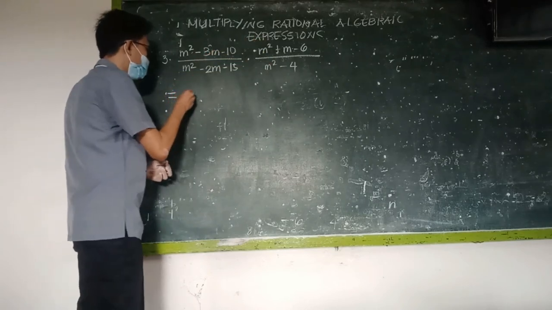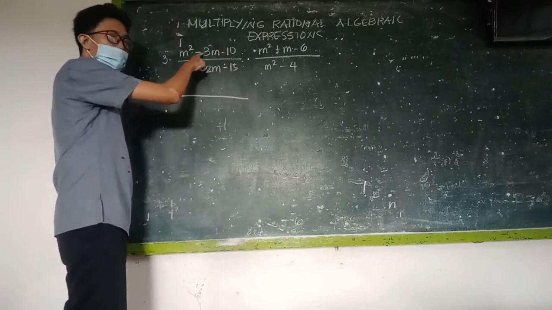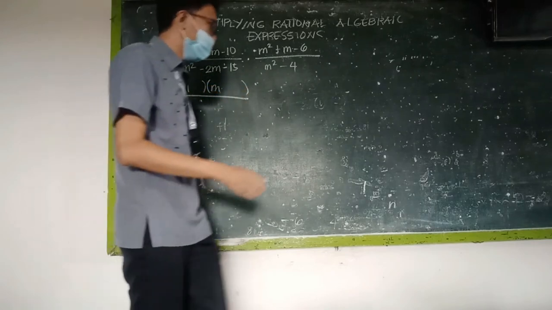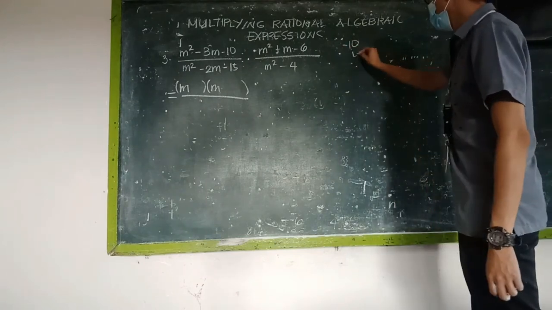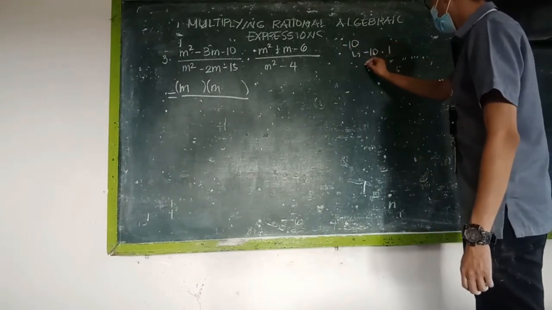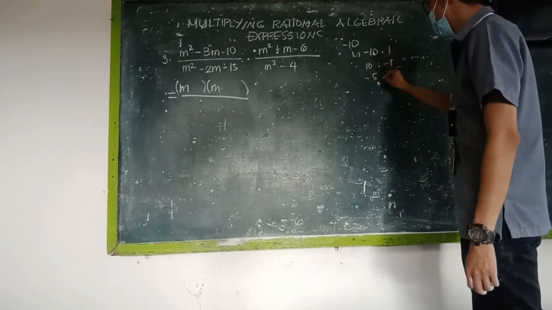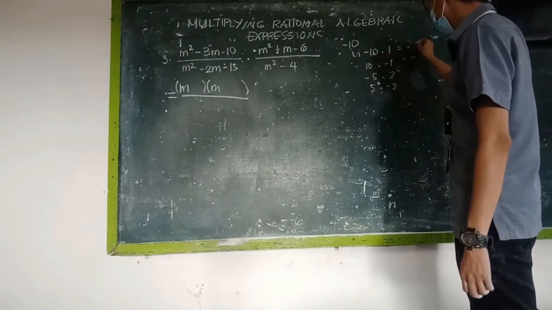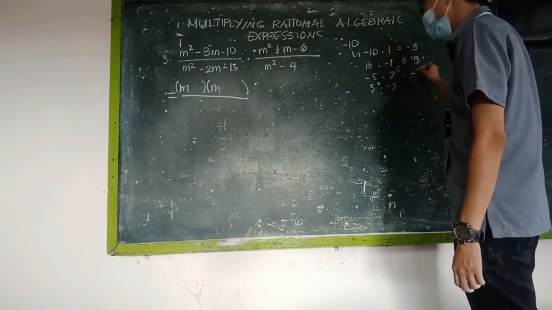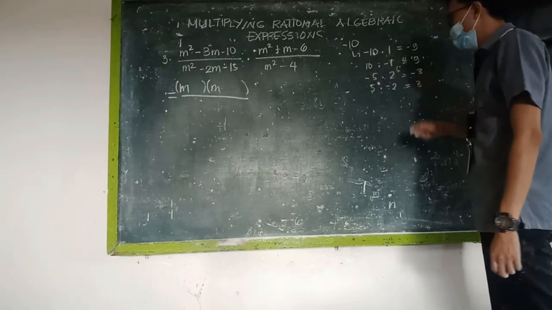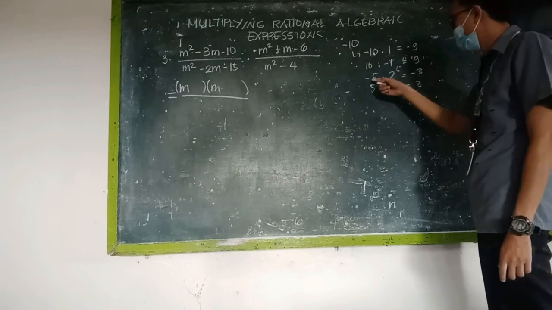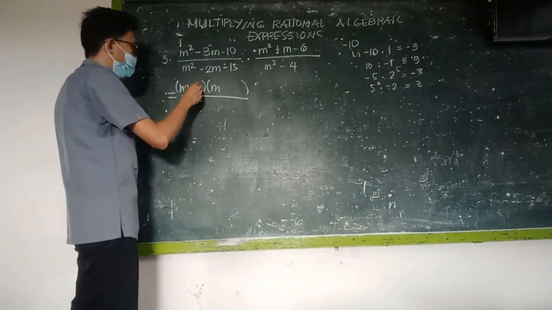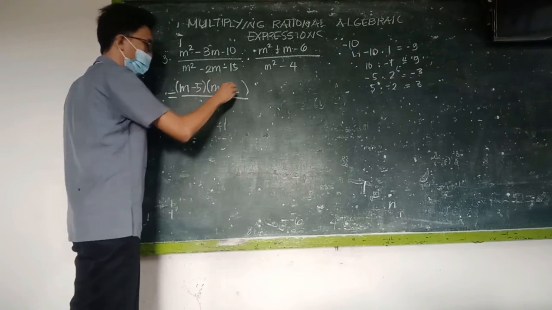I-factor out natin. So, kukuha tayo ng factors ng negative 10 na ang sum is negative 3. So, automatic m naman yan. So, factor out natin ang negative 10. Ang factors ng negative 10, pwedeng negative 10 times 1, 10 times negative 1, negative 5 times 2, at saka 5 times negative 2. So, i-add natin ito, mga factors. We have negative 9, this is 9, negative 3, and 3. So, saan dito ang nakuha natin ay negative 3? So, dito, negative 5 and 2. So, ito ang ilalagay natin na partners nitong m. So, negative 5 at saka positive 2.